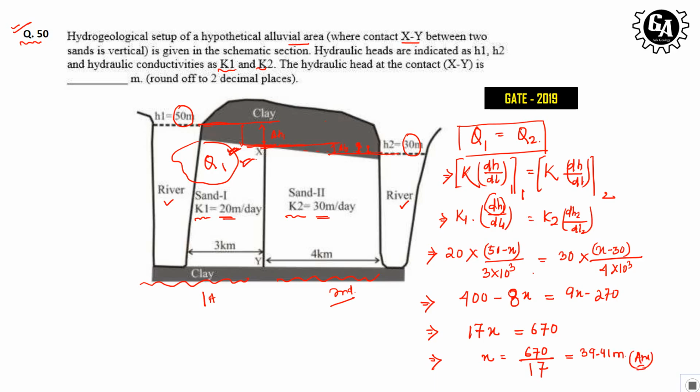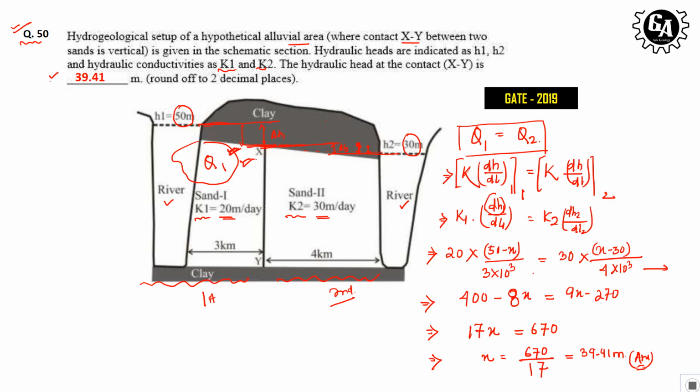Starting from this step, nothing else is there. You have to simply simplify those things, nothing else. So this is actually the answer. What is the answer? This is 39.41 meter, no problem.